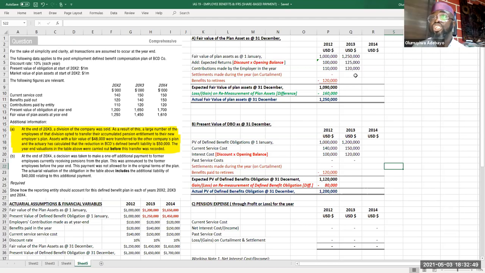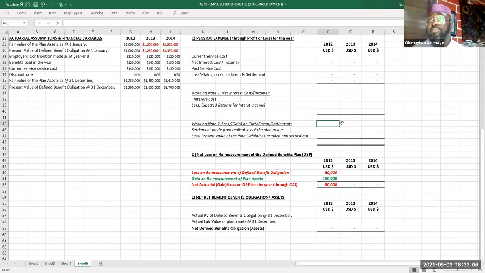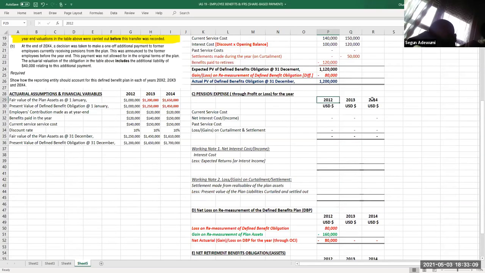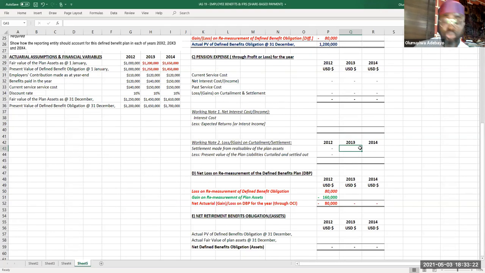It's a gain, sir. A gain, which means you sold off part of your asset worth how much? 48,000. To settle a liability of how much? 50,000. Invariably, what has happened is that in the time of your curtailment, there's nothing for 2012. No curtailment, no settlement. But in 2013, you settled with 48, but your liability that was settled was 50, which means invariably you have a gain.